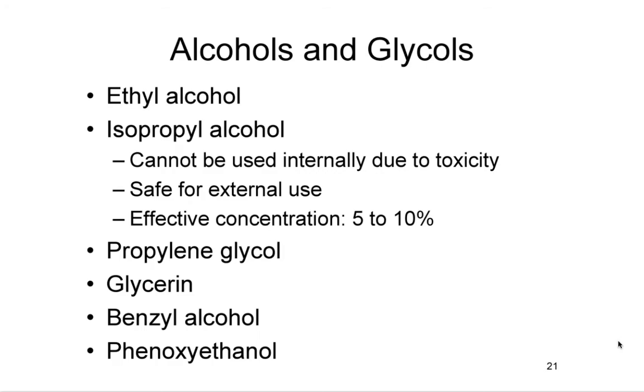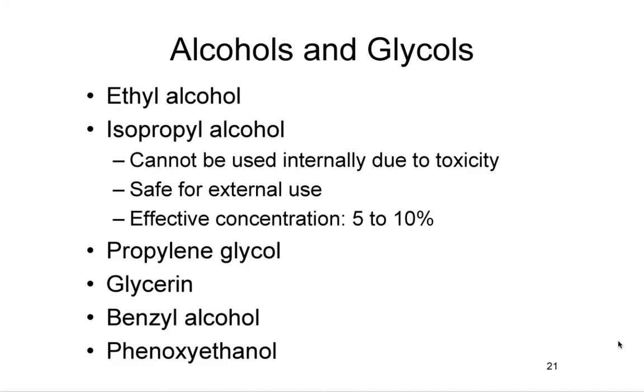Now some examples of preservatives that are used in topical products. Alcohols, ethyl alcohol, we talked about that. Isopropyl alcohol is something that was not discussed earlier. Isopropyl alcohol, similar to ethyl alcohol, also produces dehydration. It cannot be used internally due to its toxicity. It's safe for use externally, and hence is used in all those antimicrobial gels, antiseptic gels that are commonly used to sanitize our hands. Effective concentration is 5 to 10%.